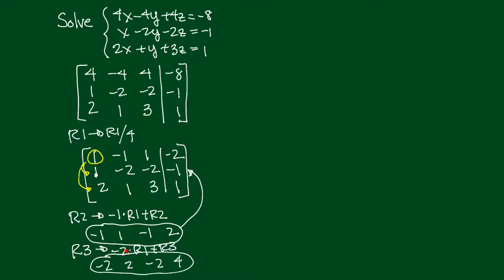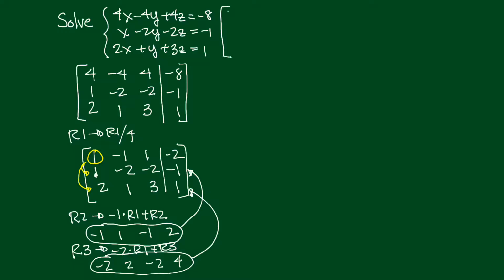So I'm multiplying everything in that top row by -2. So I'll get -2, +2, -2, +4. I think I got it. So that row is going to be added to row 3. So here's our new matrix.